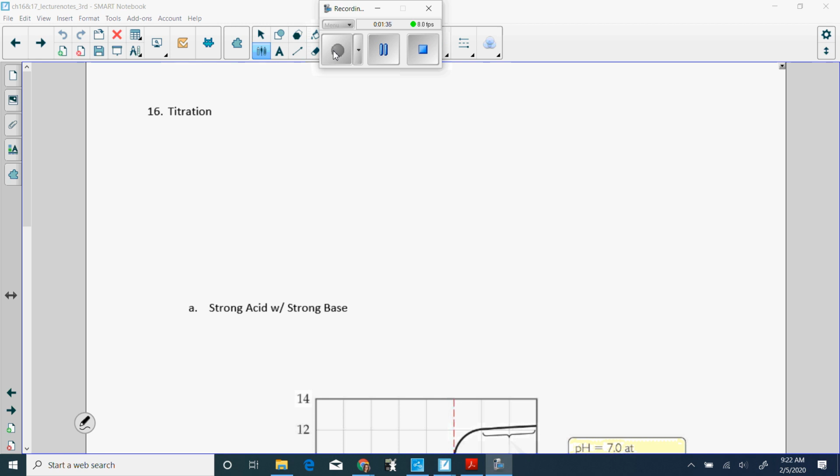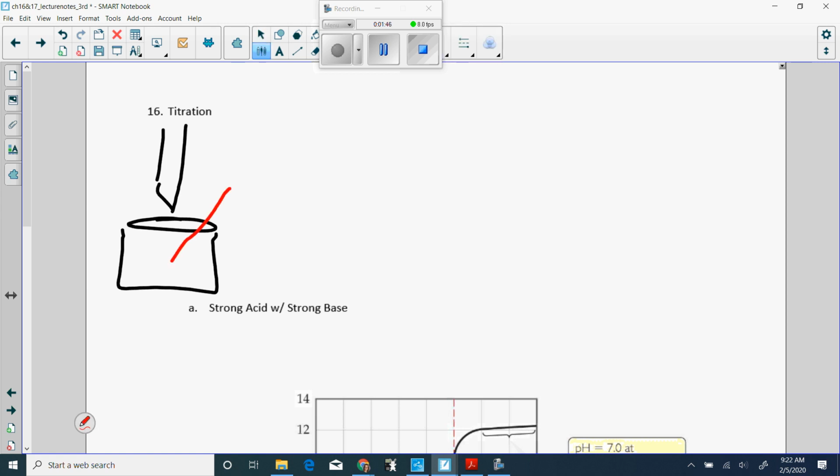So when we titrate, remember we have some kind of burette. We're going to draw it with the beaker because that's what we're doing now. Red sticks are pH probes today, obviously. The pH probe goes to a pH meter that's going to read pH. So in here we have some kind of solution, and in here we add it to do some kind of reaction.